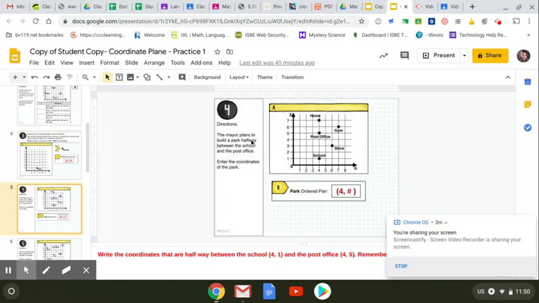Okay, the mayor plans to build a park halfway between the school and the post office. So, which coordinate is halfway between the school and the post office? I already gave you one hint, so you need to figure out the other.